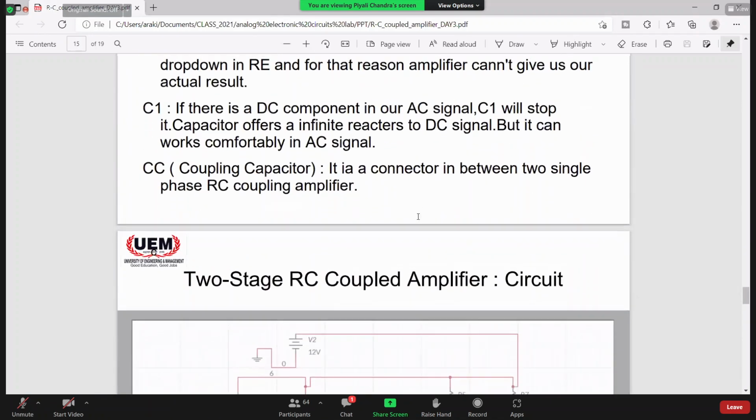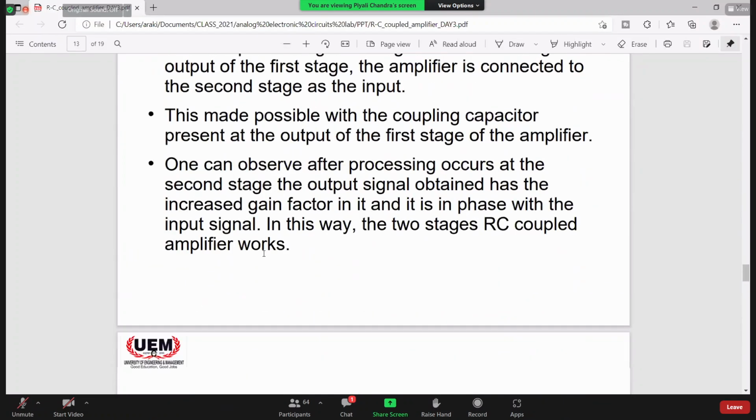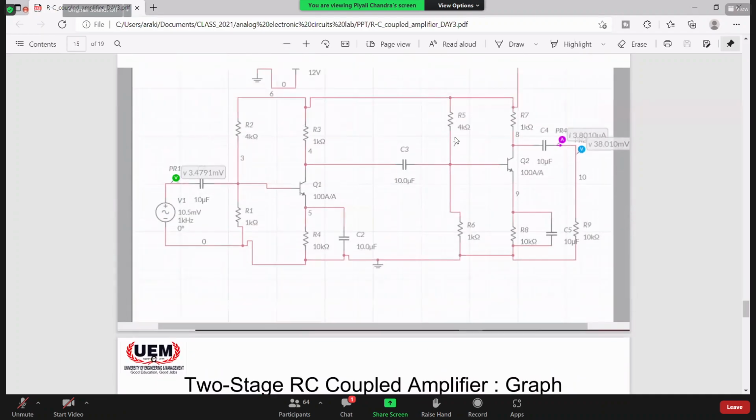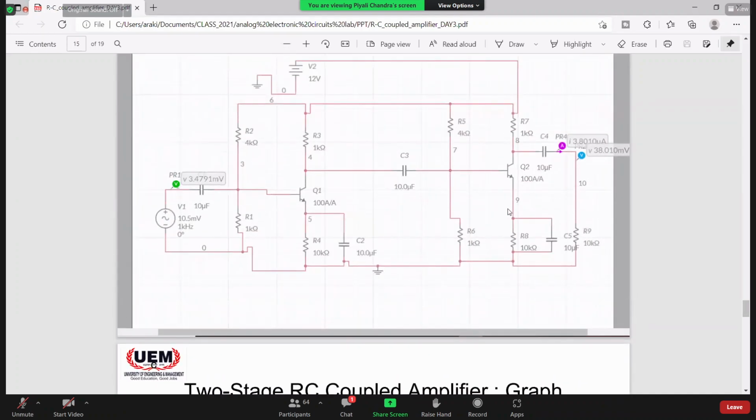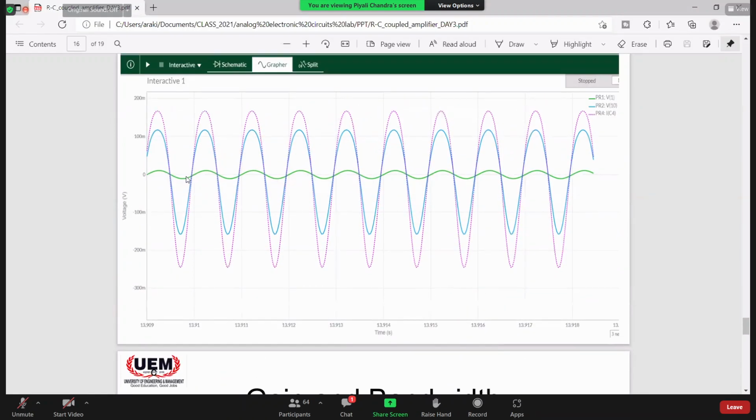When this green line acts as an input of the second stage, it will again change its phase and then it will come to the same phase as the input signal. So that's why when we are using a two-stage RC coupled amplifier, both the input signal and the output signal are in the same phase. So that is the main characteristic of the two-stage RC coupled amplifier.